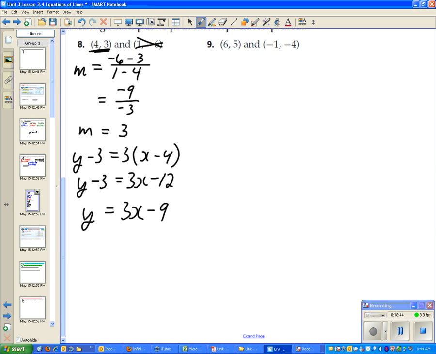So my way of thinking is this. I always need the slope. If they don't tell me the slope, I'm going to find the slope. Once I know the slope, then I'm going to use whatever information I'm given. If I have the slope and the y-intercept, boom, slope-intercept form. If I have the slope and a point, then I'm going to start with point-slope form, then do some algebra to turn it into the form they want. All right? Let's try number 9 together.